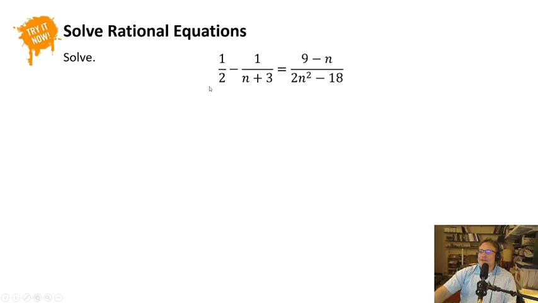Okay, so take some time for this one. Again, it's the same idea here. Really, the only thing that we've added to this process is remembering to check our solutions to see if any of them cause the denominator to go to 0. Everything else is pretty much the same. Take some time for this.